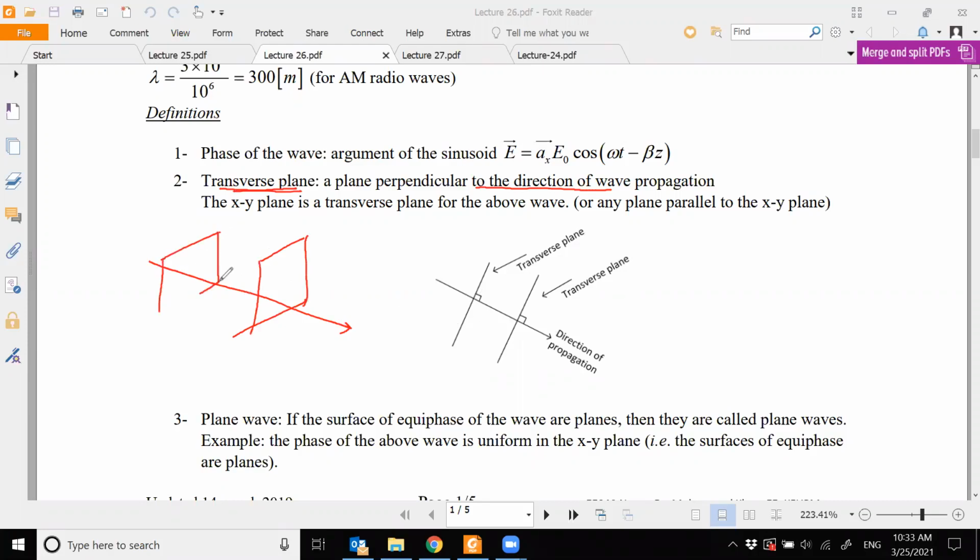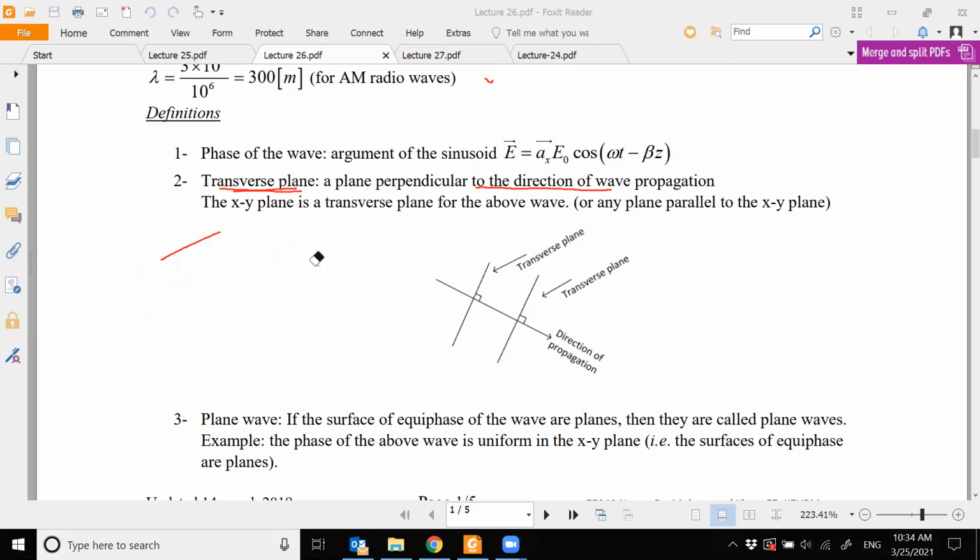See? So if this is Y, then my transverse plane is my XY plane. If this is Z, then XY is my transverse plane. And therefore, if Z is my direction of propagation, then my electric and magnetic field components will sit in this XY plane, because one will be in the X direction, another in the Y direction. Just now we have seen it.